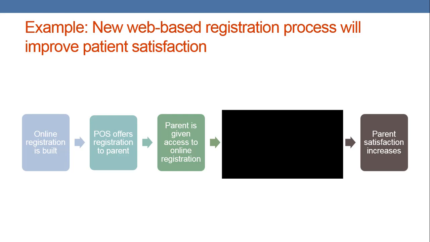So oftentimes when we build a system, we build it like this. This is our intervention theory. We know parents have asked for online registration. We want to therefore build the registration, train the point of service staff to offer the registration to the parent, give the parent access to the registration, and voila, the parent will be satisfied. This is really based on some big assumptions, though. And if you use intervention theory as kind of an intervention development tool, you can surface some of these assumptions and think about them more proactively.